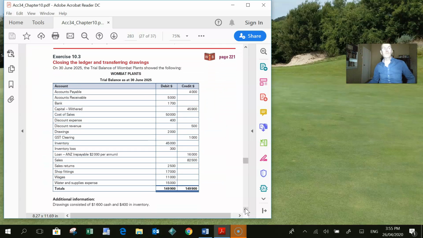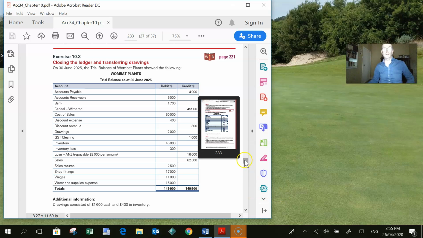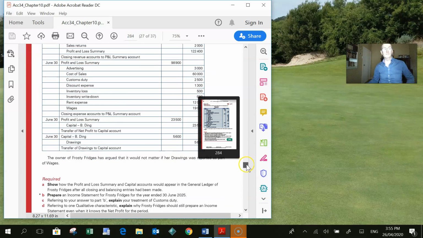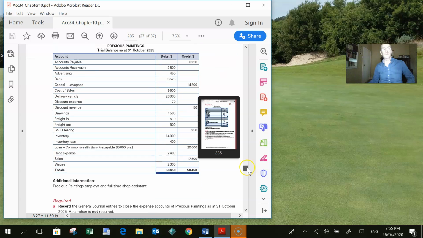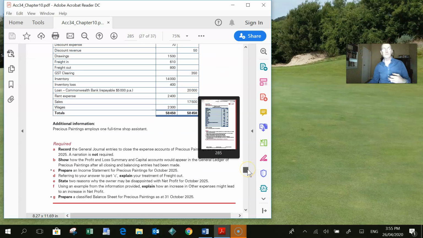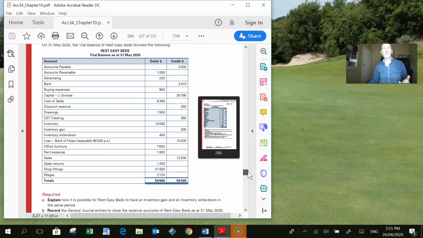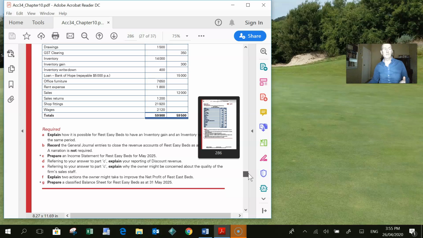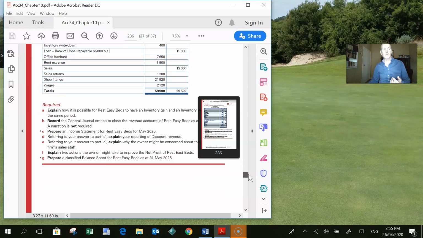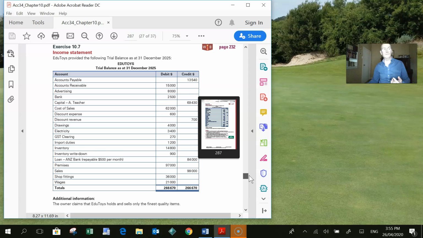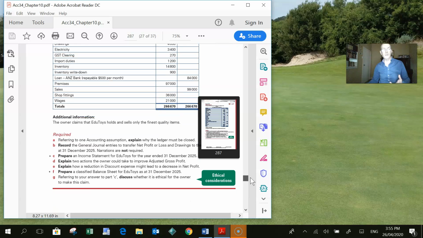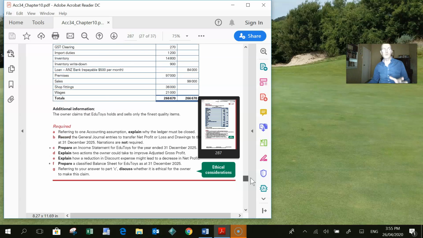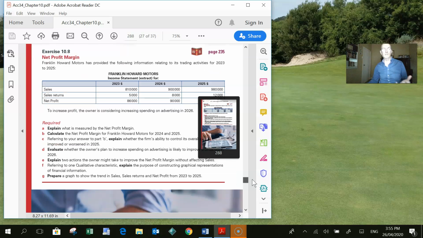So let's have a look at 10.3, which I'll leave you to do. And if you look ahead, they're all very similar. So 10.3, 10.4, 10.5, they're all just trial balances, income statements, answering a few theory questions, again, closing, doing income statements, balance sheet, classified balance sheet there. So nothing new at this stage. 10.7, still doing the same thing. An ethics question in there, but still closing, income statements, balance sheets, ledgers. Once we get to 10.8, I'll kick back in again.